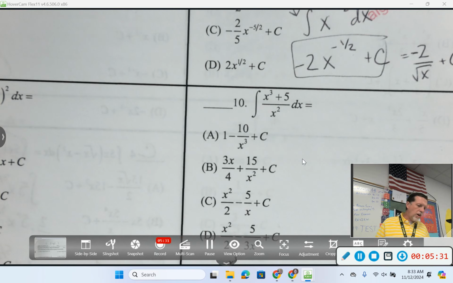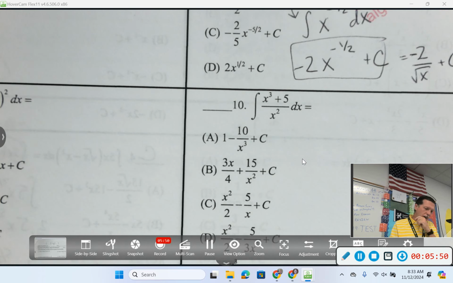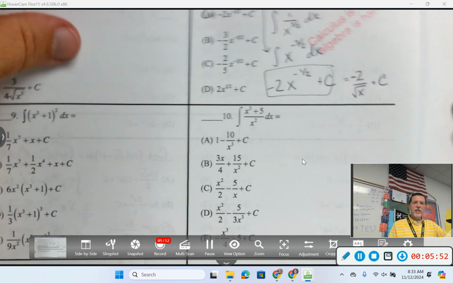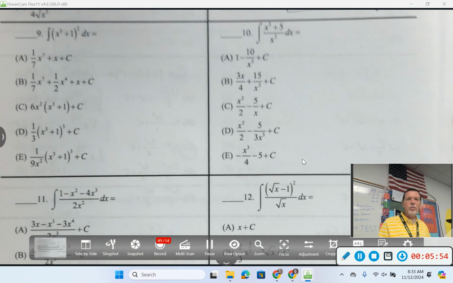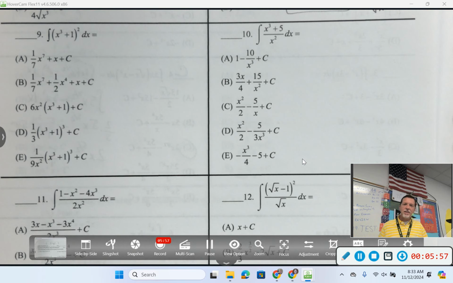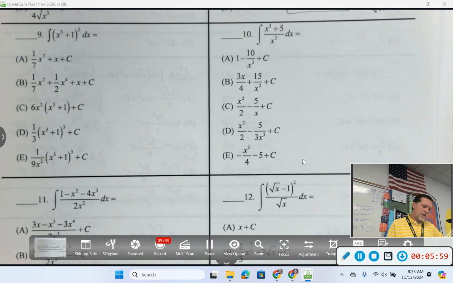10, 11, and 12 all have something in common. What do they have in common? They're fractions. What will I have to do before I antiderivative? I have to divide. There is no quotient rule, so I have to fix those before I antiderivative. Your choice, 10, 11, 12. Let's do one of them, but not all of them. 11? Okay, I was going to opt for 12, but 11 works.